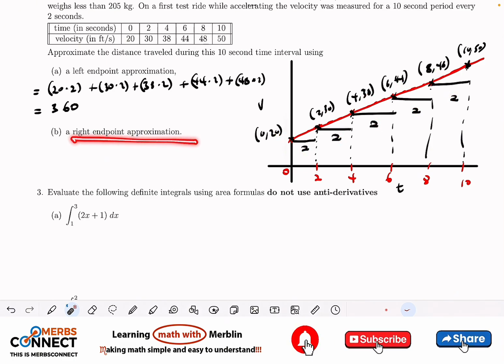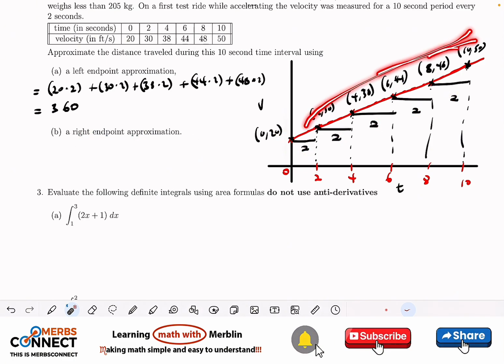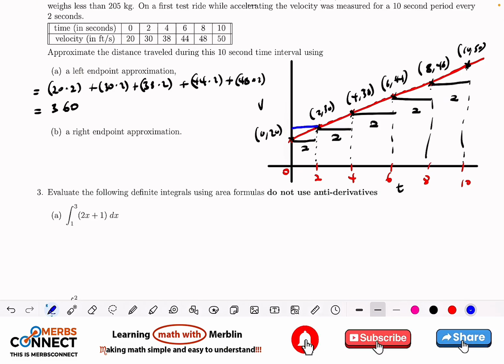Now the right-handed is the one above the graph, right? So we need to move above. Let me use something like blue. The above is going to be like we are finding the distance from here to here, right? And then we move up and we get another distance here. We move up, we have another distance here. We move up, another distance here. We move up and we have another distance here. Right. So this is what we are going to do.